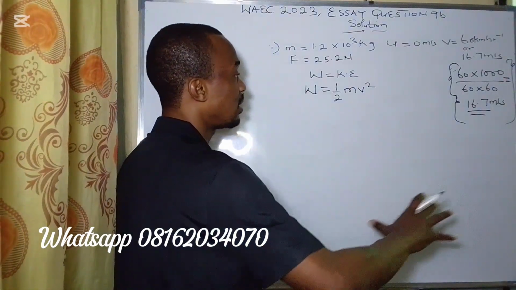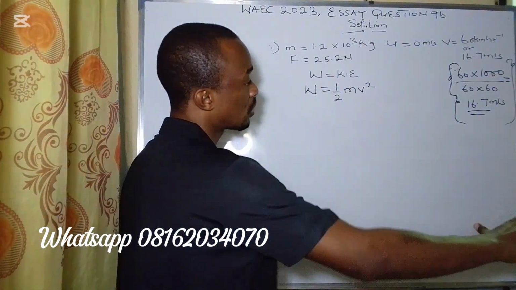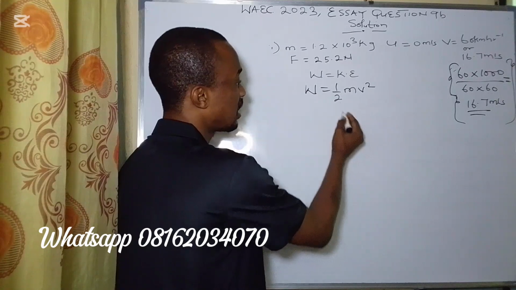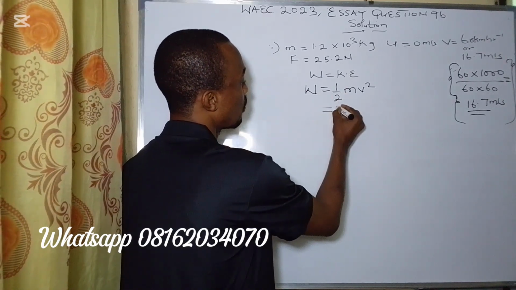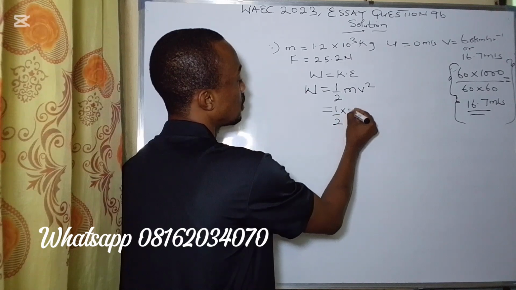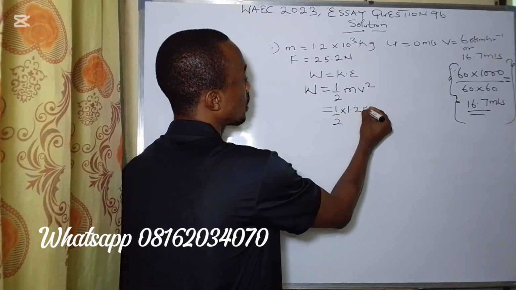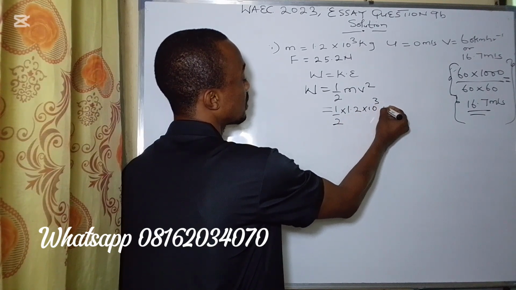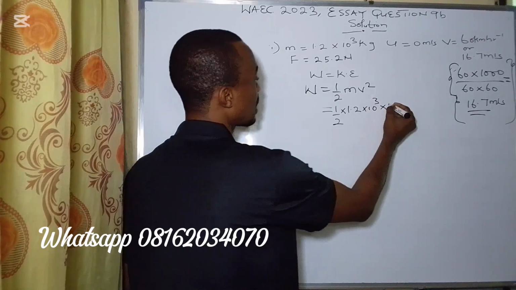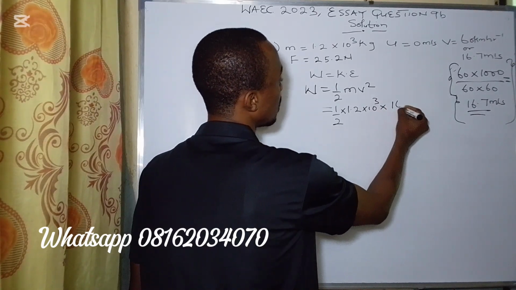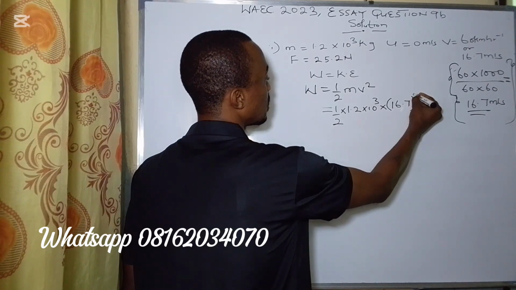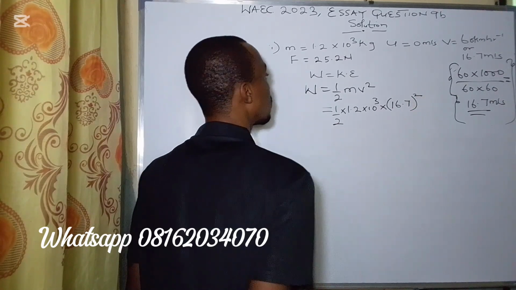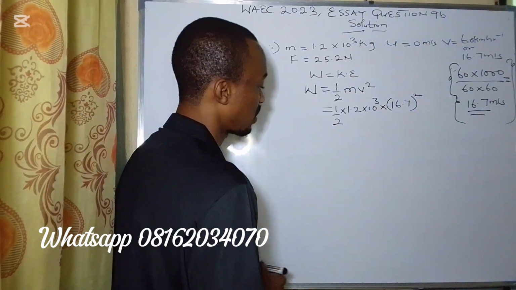The work done here is kinetic energy because the truck is moving. And the formula for kinetic energy is 1 over 2 mv squared. So we'll just plug in the values. So we are going to have 1 over 2 times 1.2 times 10 raised to the power of 3, the mass, then times the maximum velocity, which is 16.7 squared. Somebody will ask me, why is it 16.7? I'm using 16.7 because the SI unit for velocity is meter per second.